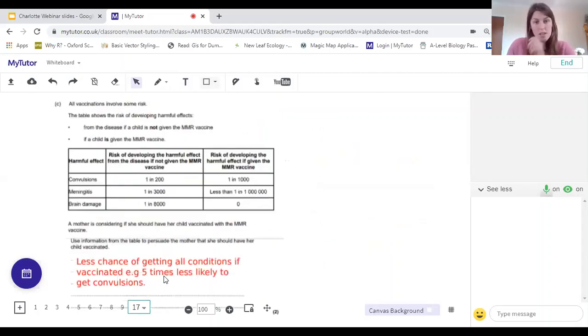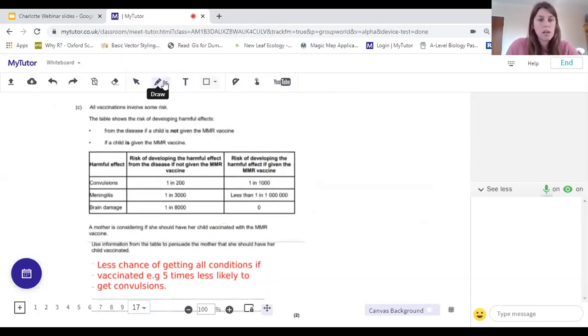Okay, part C, now we have a table as well. Let's underline words here. So all vaccinations involve some risk. The table shows the risk of developing harmful effects from the disease if a child is not given the MMR vaccine, and if a child is given the MMR vaccine. So the harmful effects they've listed on the left-hand side here: convulsions, meningitis, or brain damage are all listed as possible side effects of the MMR vaccine.